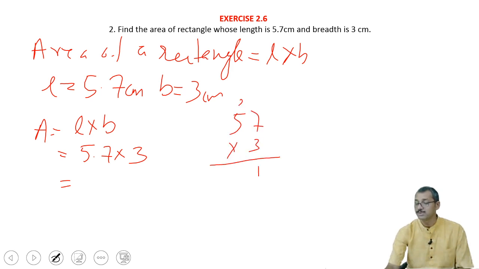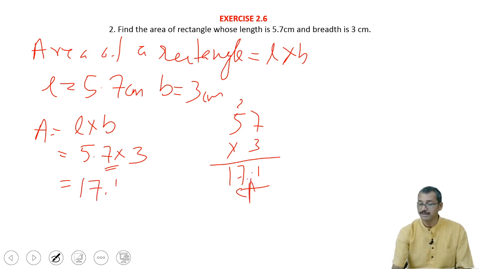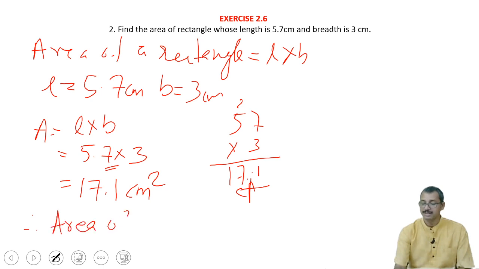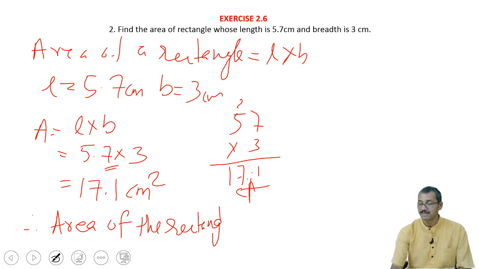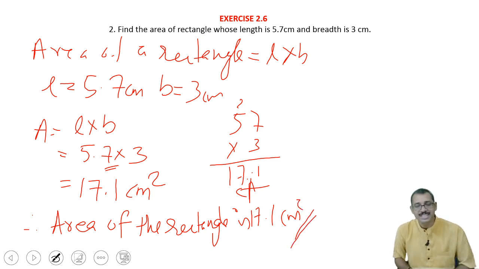21, 2, 15, that is 171. How many decimal places are there? 1 decimal place. So here the point will come after 1, correct? Here it will come. So it is 17.1. It is an area, so it will become centimeter square. Therefore, what we can say? We can say that the area of the rectangle is 17.1 centimeter square or square centimeter. Sure? Understand it well? Okay, like this we have to do.